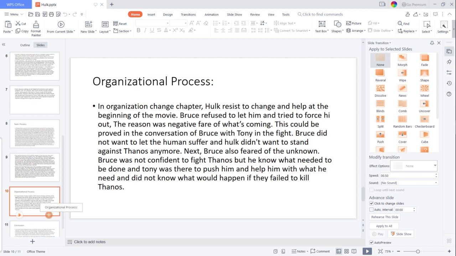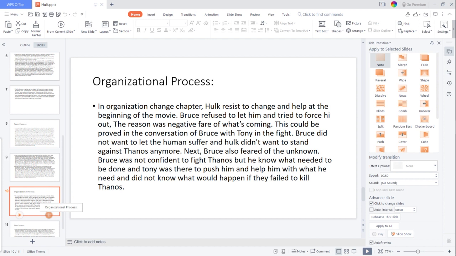Organizational process. In the organizational change chapter, Hulk resisted change, or rather the Hulk we all know. At the beginning of the movie, Bruce refused to let him out and tried to force him out. The reason was negative fear of what was coming.